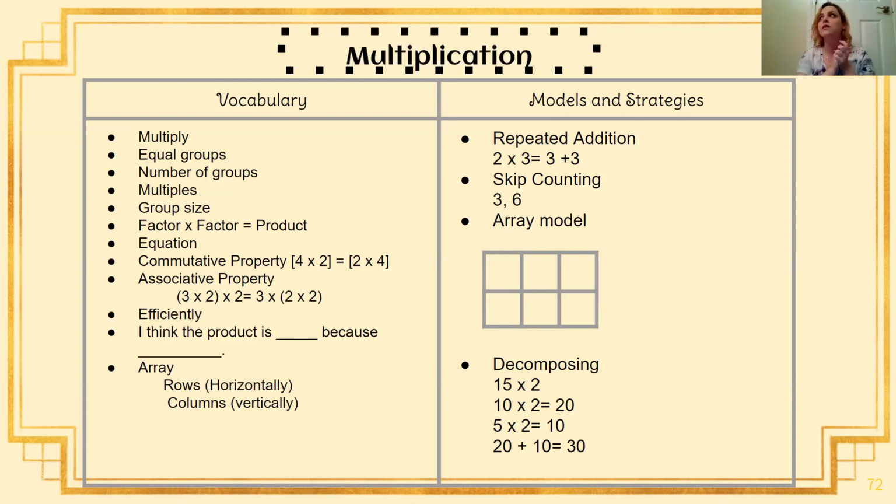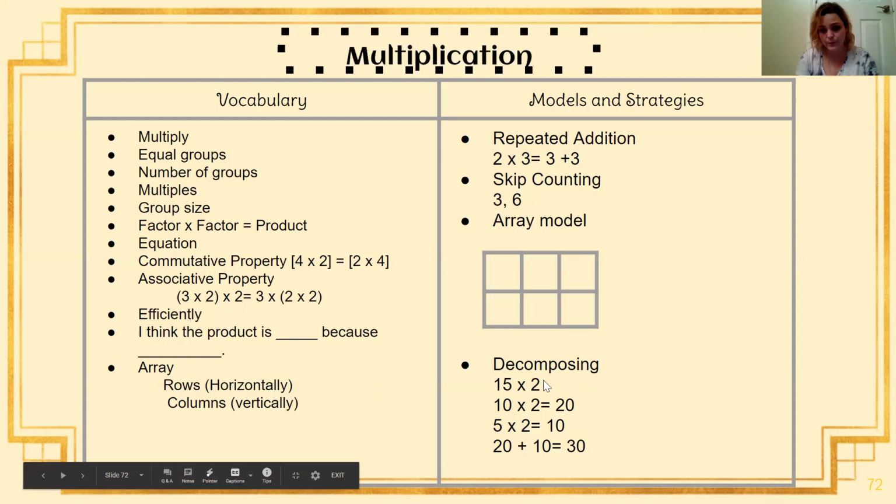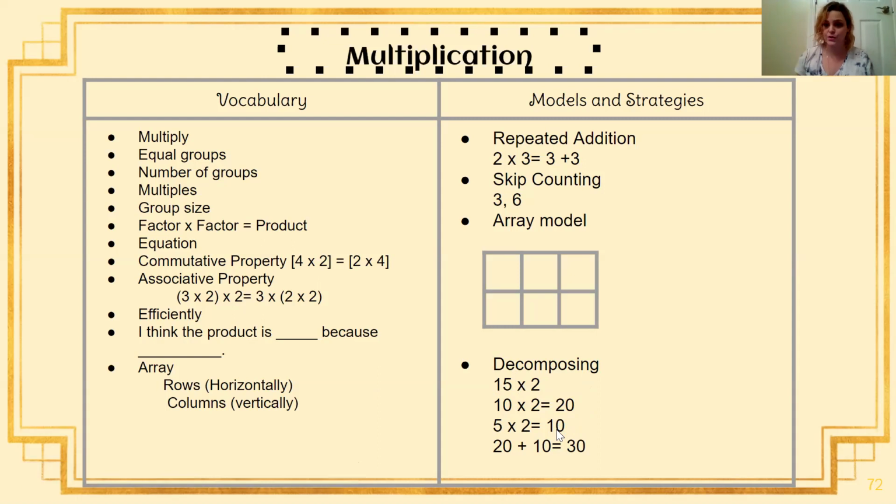Decomposing is a very, very efficient strategy, especially now towards the end of the year, and you're going to see in 4th grade that you want to know how to decompose well because you're going to be multiplying larger digits. So I have 15 times 2. I decompose the 15 into a 10 and a 5, and I multiply each by the other factor. So 10 times 2 is 20, and 5 times 2 is 10. And then remember, I have to add those products together, so 20 plus 10 would give us 30.